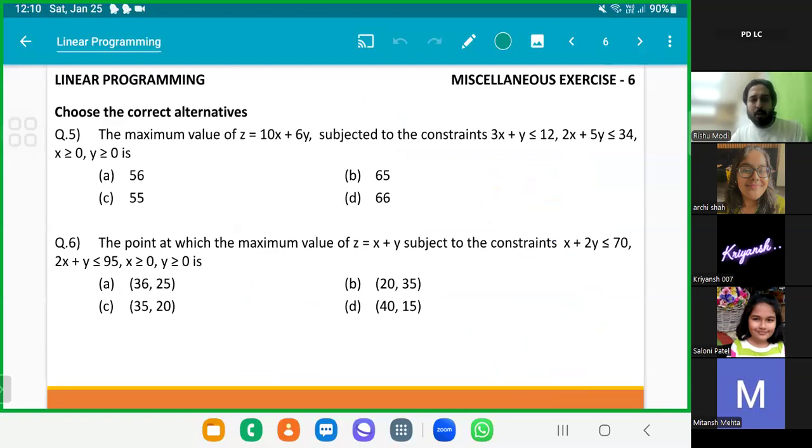Again, it is less than or equal to, less than or equal to, that means it is towards the origin. We have to find the maximum value of the same. Again, we go with the same logic. Solve this equation simultaneously, fatafat.